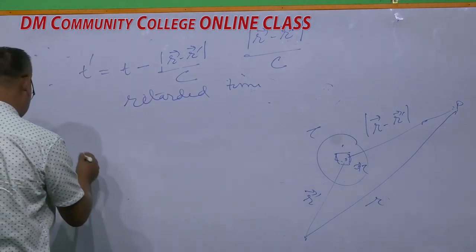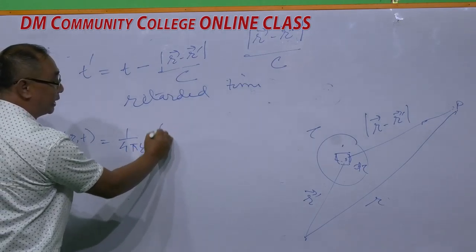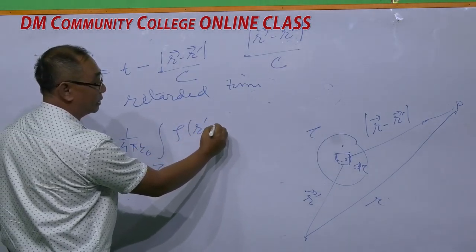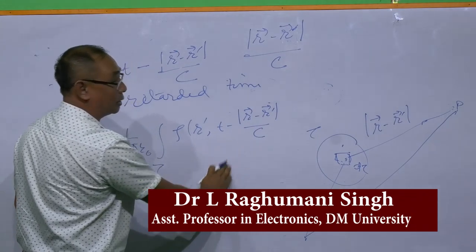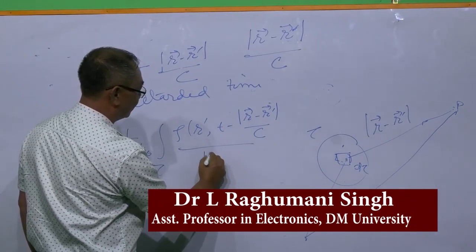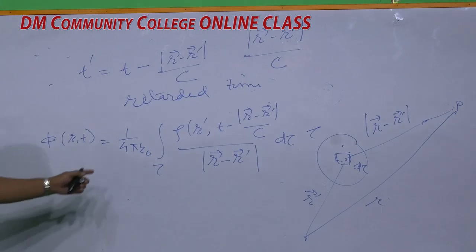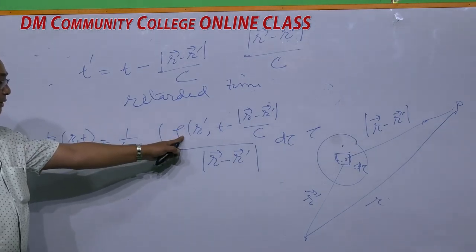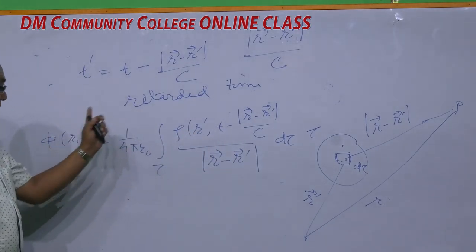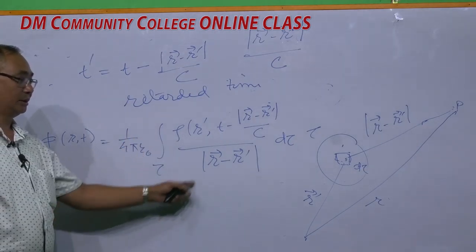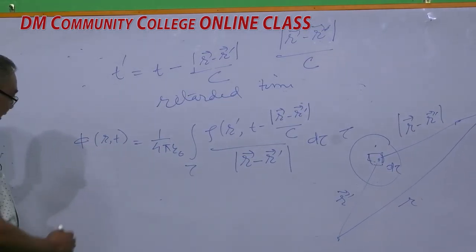Phi of r, t should be equal to 1 by 4 pi epsilon naught, integration over tau, rho of r prime and t minus mod of r vector minus r prime divided by c, divided by mod of r vector minus r prime, d tau. Here we can see this rho becomes a function of r prime and the retarded time. That is why this potential is known as retarded scalar potential.